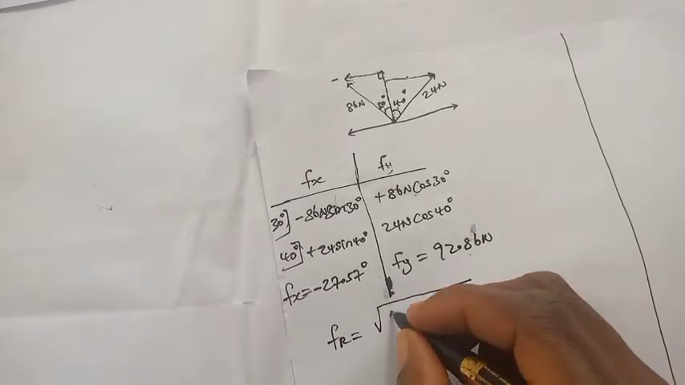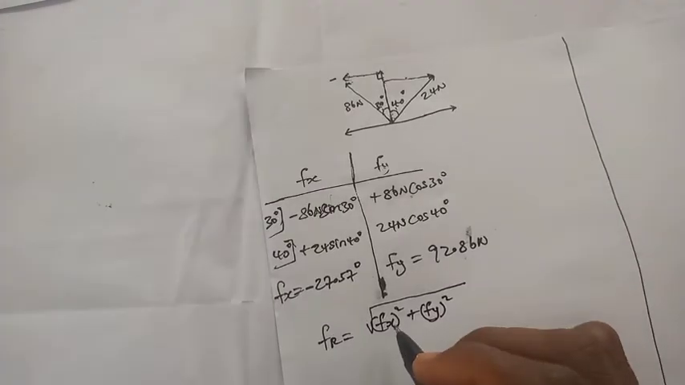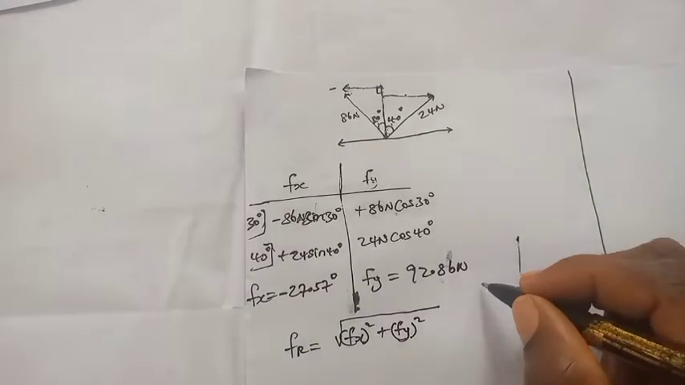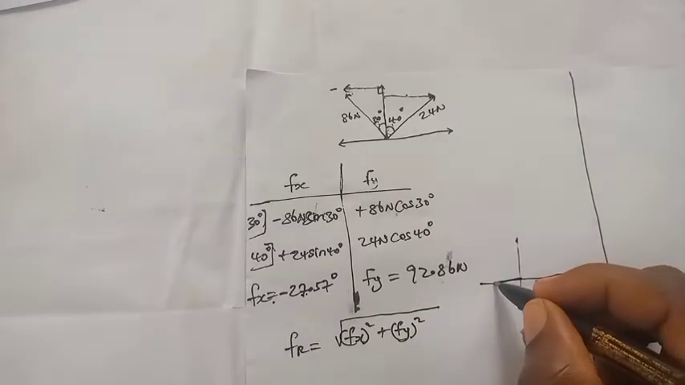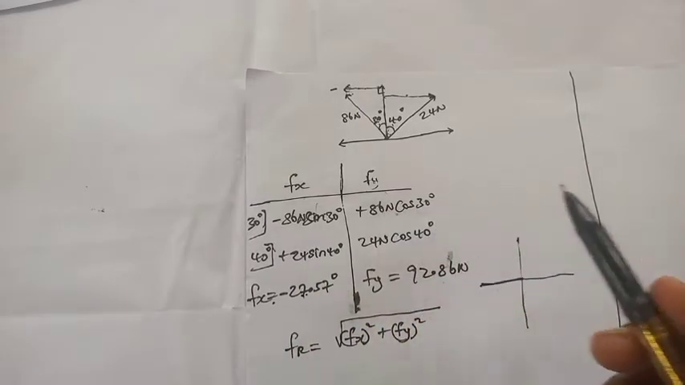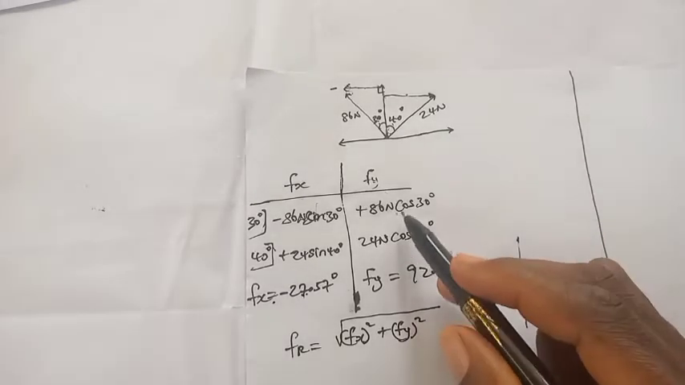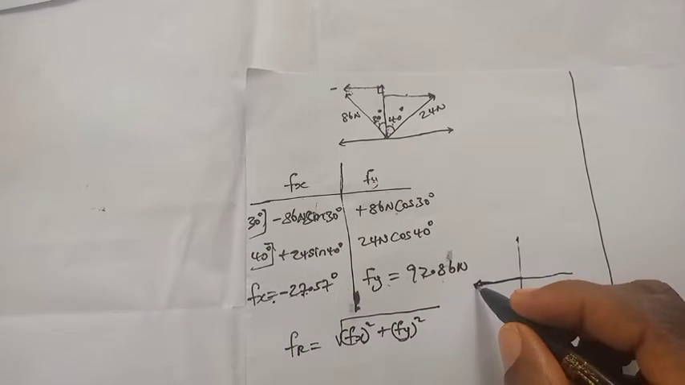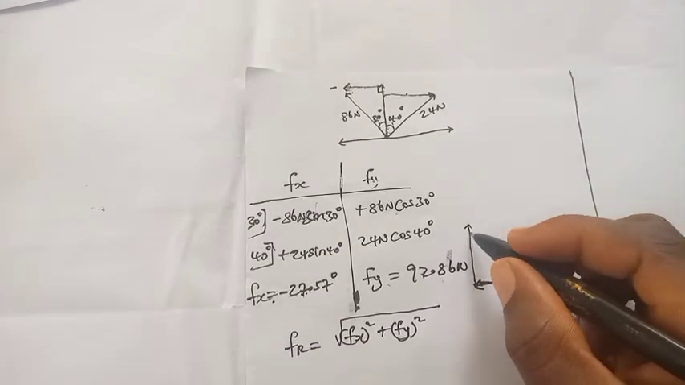Now the resultant force is gotten by the square root of f of x square plus f of y square. That's using Pythagoras theorem. Let me draw this Cartesian plane. So this is f of x and is negative, so it's going towards the negative x-axis. Remember, f of x is on the horizontal axis while f of y is the vertical axis. And this f of y is positive, so it will be going towards this direction.